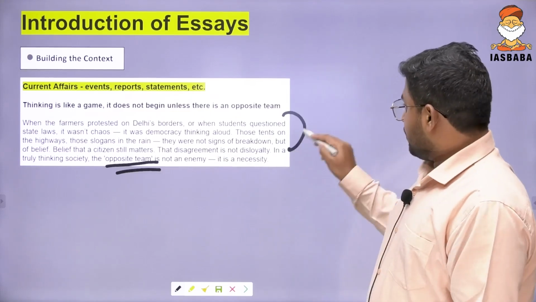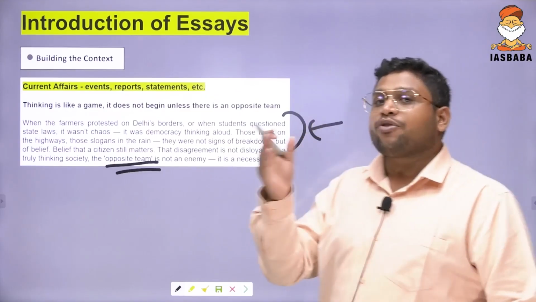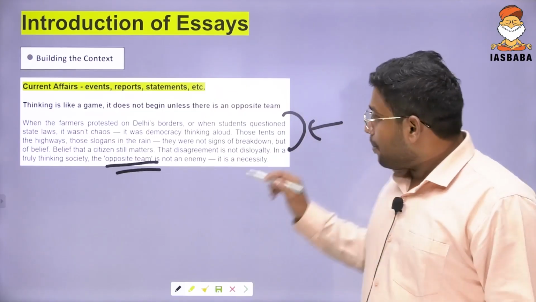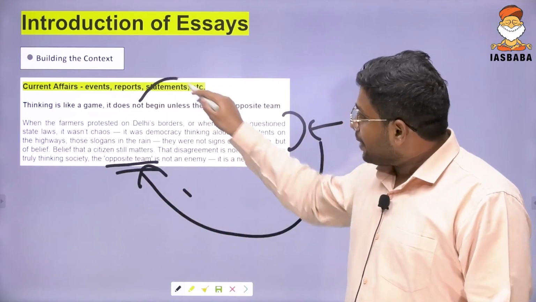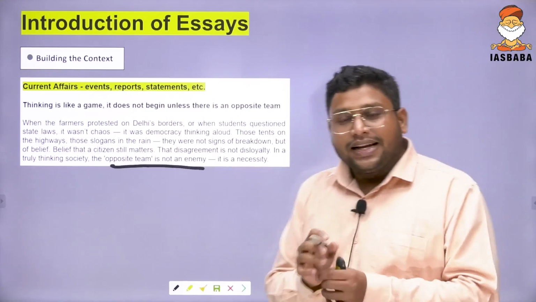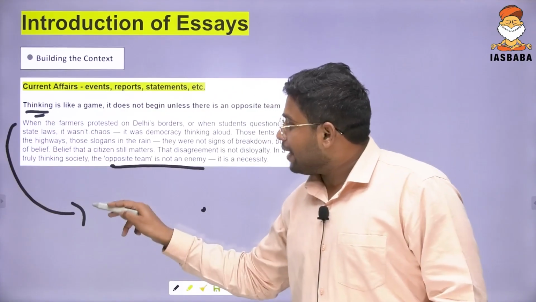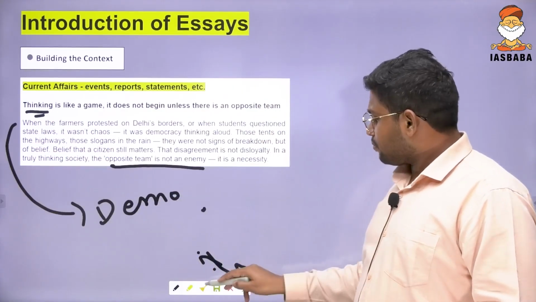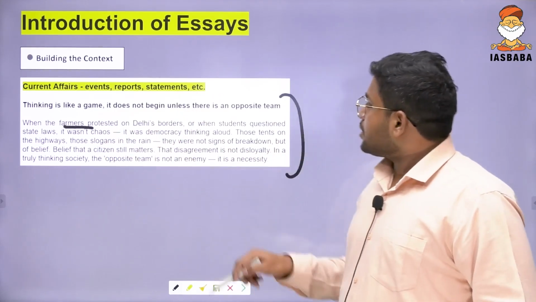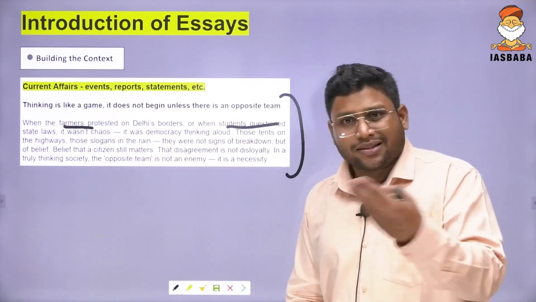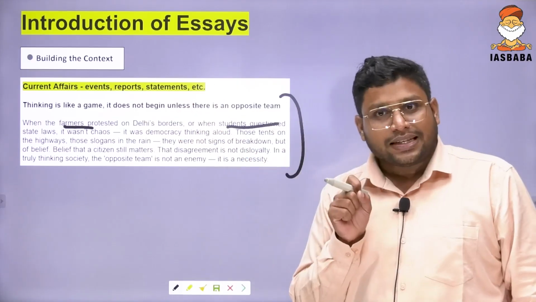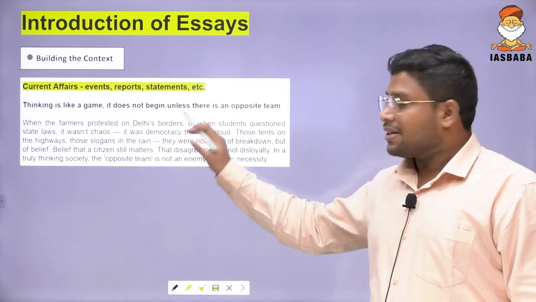Okay, initially when I was reading, I thought that this student must have got deviated from the topic, because it seems he's talking about democracy, the dissent and all. But he brought the statement over here anyhow, that opposite team is not an enemy. So he has linked this idea of thinking with the idea of democracy in a very decent manner. No problem with this. So farmer protest, student protesting, some or the other protest keeps on happening in India or any other country. Those are good examples for you to use. Somehow he's grabbing the attention through these examples.